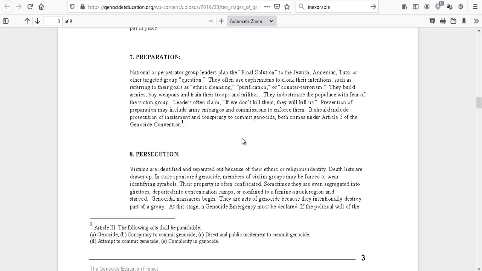To wear identifying symbols. Their property is often confiscated. Sometimes they are even segregated into ghettos, deported into concentration camps. We've got 800 FEMA camps in this country. And the barbed wire is pointing inwards, meaning no one leaves when they go in there. So they're not for, you say, emergency situation, such as national disaster or something like that? No. Why would there be barbed wire pointing inwards?